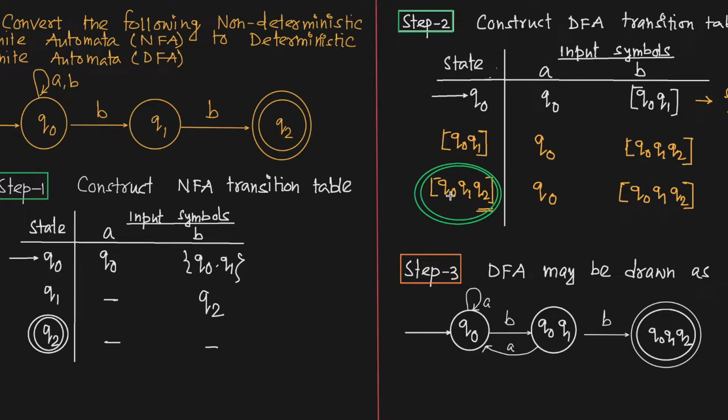Next, Q0 Q1 Q2 on A goes to Q0. Q0 Q1 Q2 on B goes to Q0 Q1 Q2, so there is a self loop. So this is the DFA. Obviously this is a DFA.